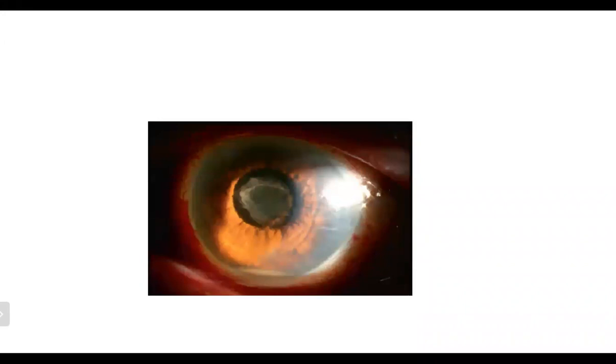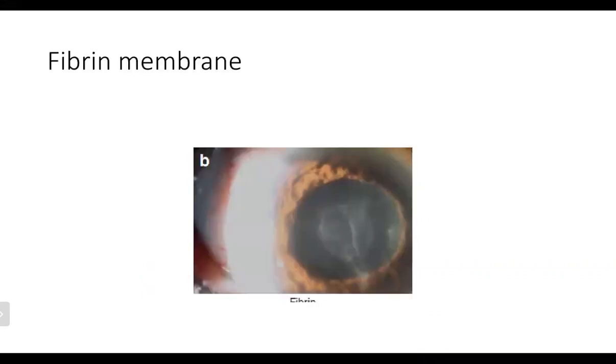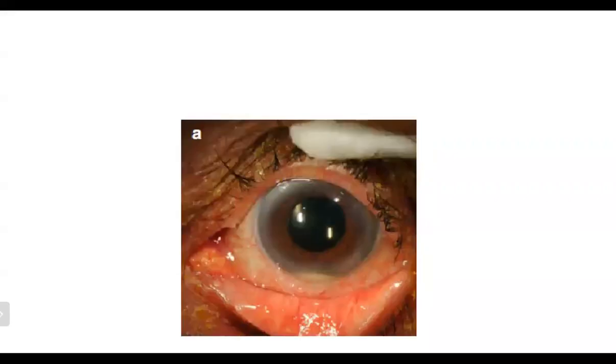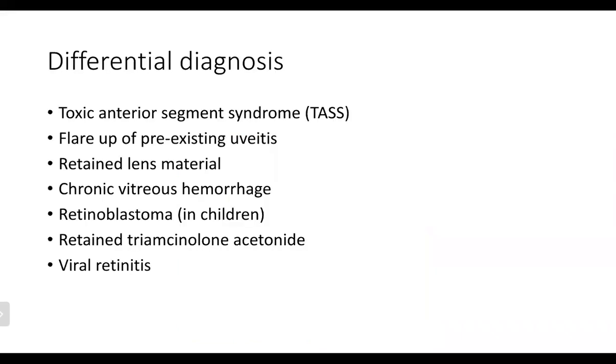This picture is showing the same. There's hypopion, conjunctival injection, corneal edema, fibrin membrane. This is also showing intense inflammation with formation of fibrin membrane. And this image is showing vitritis in a patient with post-op endophthalmitis. Same picture here, endophthalmitis with hypopion and injection.